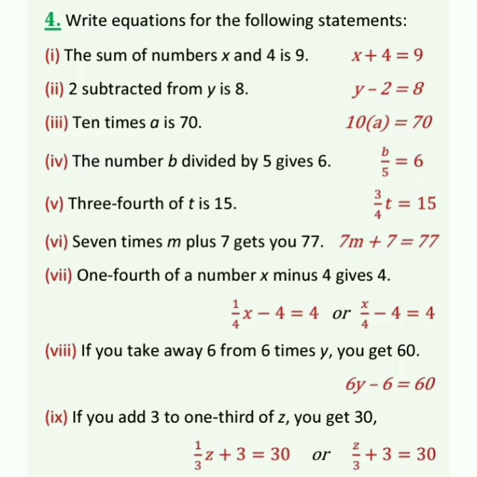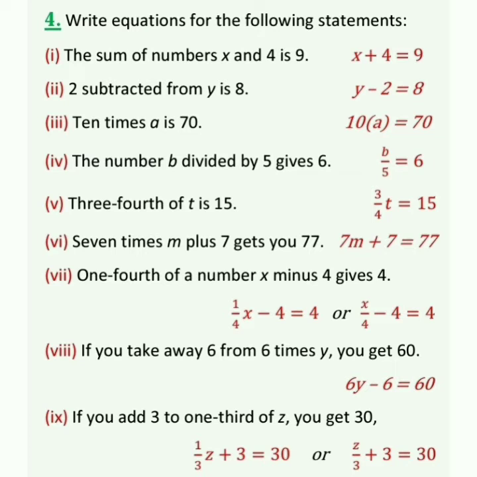Fourth one, the number b divided by 5 gives 6. What they want to say? अगर b को हमने 5 से डिवाइड किया तो आंसर 6 आएगा. So in mathematical form, b upon 5 is equal to 6. Fifth one, 3/4 of t is 15. So 3 upon 4 into t is equal to 15, or 3t upon 4 is equal to 15.